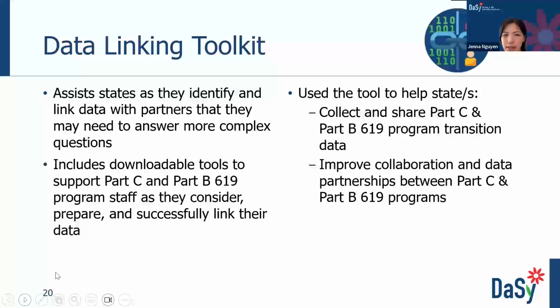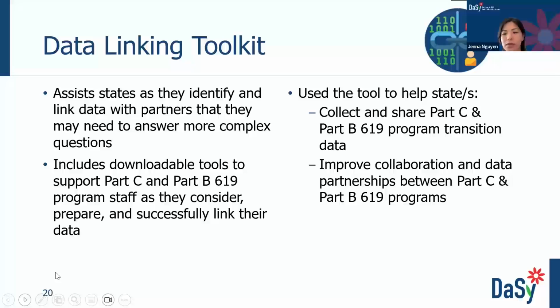And then the last toolkit is the data linking toolkit. This toolkit assists states as they identify and link data with partners that they may need to answer more complex questions. So you might be a Part C or Part B 619 program, and you might be linking data between C or 619 and McV or EDDI or CAPTA. So the toolkit includes downloadable tools to support Part C and Part B 619 program staff as they consider, prepare, and successfully link their data.